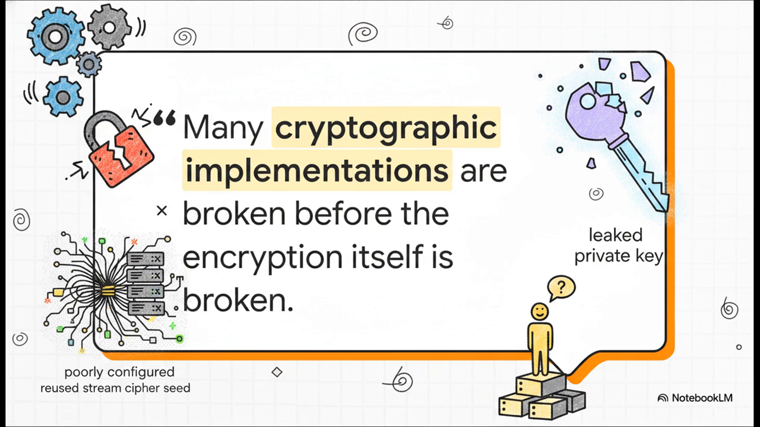A reused stream cipher seed, a poorly configured server, a leaked private key that brings the whole system down. It really begs the question, as our math gets stronger and stronger, are we focusing enough on the human element, which clearly remains the true weakest link in our digital security?